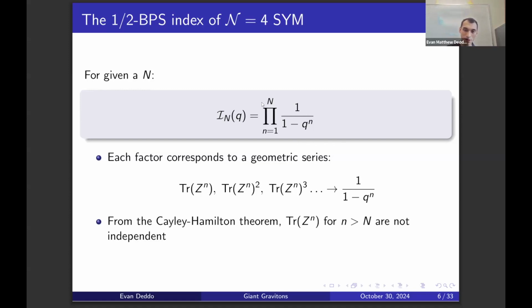And then this product would go over all n to build multi-traces, except we know from the Cayley-Hamilton theorem that since these are in the adjoint representation as matrices, the traces that have little n greater than capital N will not be independent anymore. So we don't include these in the counting, and we have this finite N expression for the half-BPS index.